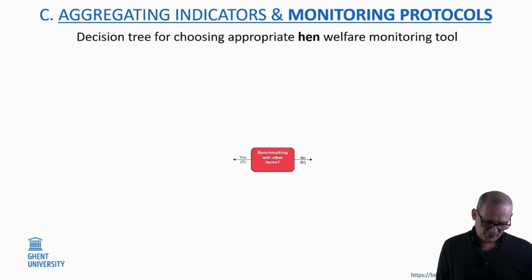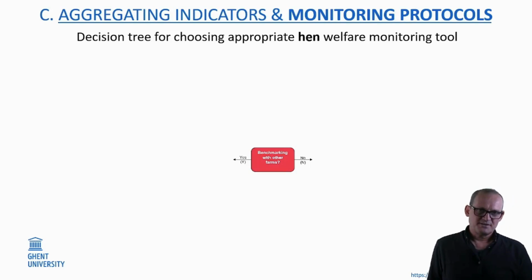So the starting point of the decision tree is: is it important when you use the monitoring tool that you can benchmark with other farms? So do you want to compare one farm to other farms? And that can immediately exclude some protocols and include other protocols that allow that feature.